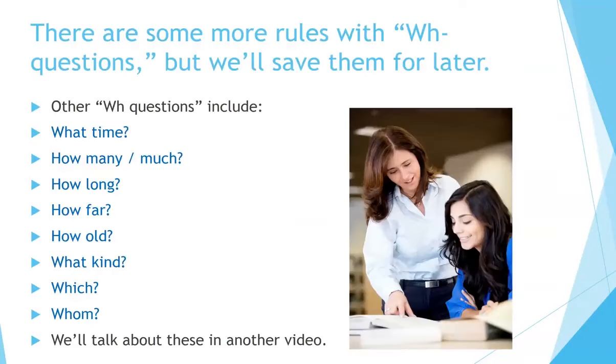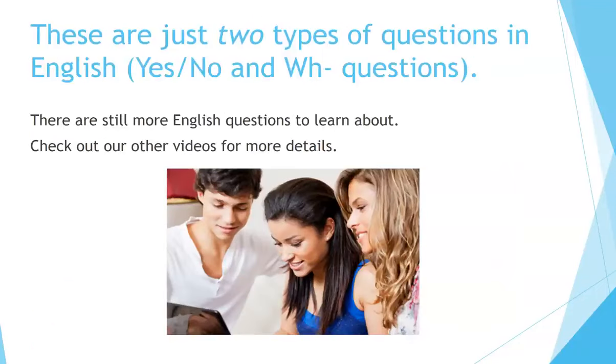There's some more rules with WH questions, but we'll save them for later. Other WH questions include: what time? How many? How much? How long? How far? How old? What kind? Which? Whom? We'll talk about these in another video. These are just two types of questions in English: yes/no questions and WH questions. There are still more English questions to learn about. Check out our other videos for more details.